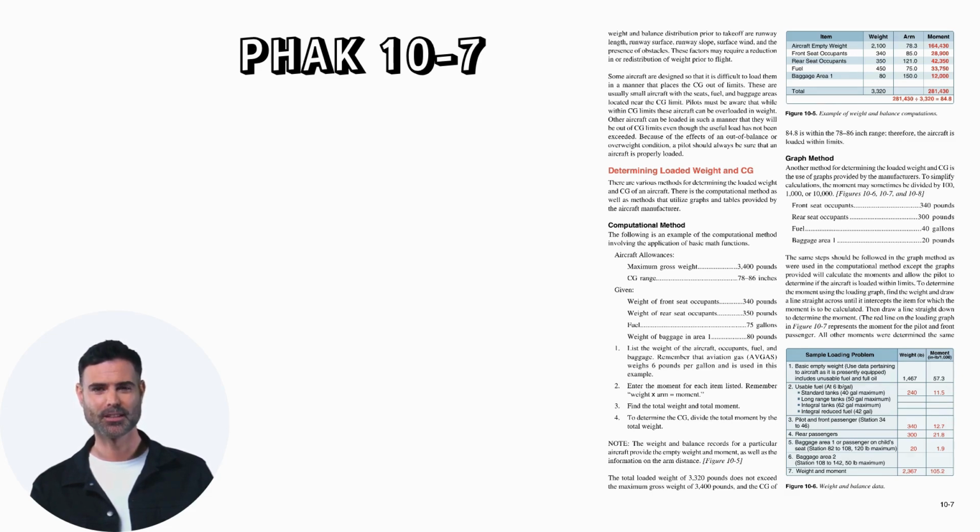Some aircraft are designed so that it is difficult to load them in a manner that places the CG out of limits. These are usually small aircraft with the seats, fuel, and baggage areas located near the CG limit. Pilots must be aware that while within CG limits, these aircraft can be overloaded in weight. Other aircraft can be loaded in such a manner that they will be out of CG limits, even though the useful load has not been exceeded. Because of the effects of an out-of-balance or overweight condition, a pilot should always be sure that an aircraft is properly loaded.